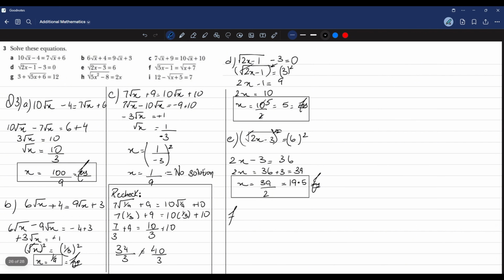Okay, for part F, we have under root 5x minus 1 is equal to under root x plus 7. So again, we square both sides and cancel this out. I don't know if you know this or not. I mean, you should know this if you're a math student, but just for the sake of clarifying everything, I'm going to explain. Squaring on both sides technically means we do not change the value.